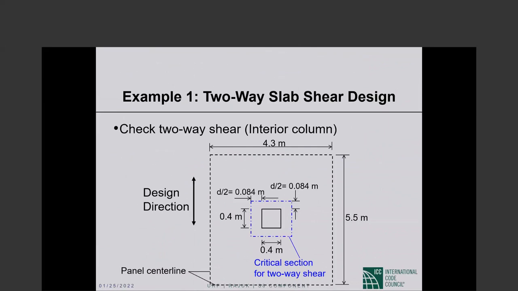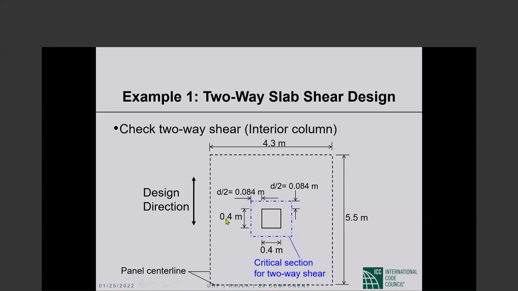Now, the two-way shear. This check right now is without any unbalanced moment transfer. This is just the direct shear. Okay. So this is the column. This is the critical section around the column. The distance from the face of the column to the face of the critical section is 1/2 of d. d is 168 millimeters, so this is 84 millimeters. I think you know all the numbers.